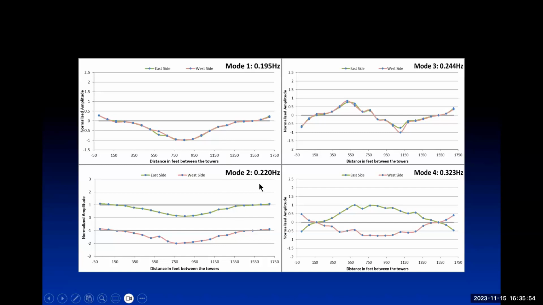So then 0.22 hertz, we've got east and west side. Again, we've got a stiffness anomaly in a certain place, and the east and west sides are moving independently. Then we've got an anti-symmetric mode at 0.244 hertz, and the two sides of the bridge are operating in anti-phase. So when one goes up, the other goes down.